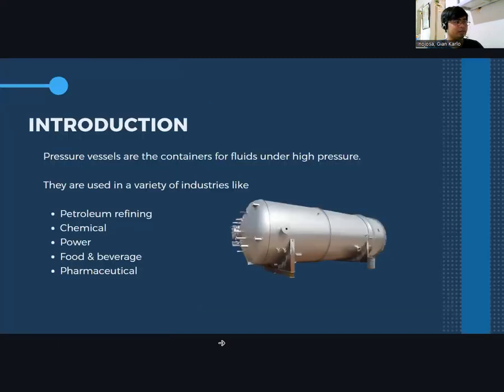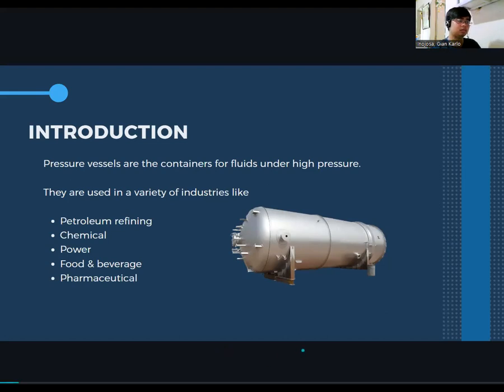So for the introduction, pressure vessels are the containers for fluids under high pressure. These are the applications: petroleum refining, chemical, power, food and beverages, and pharmaceutical. So for those who don't know, petroleum refining is a process wherein petroleum refineries transform crude oil into useful products such as petroleum gas, gasoline, petrol, kerosene, and more.